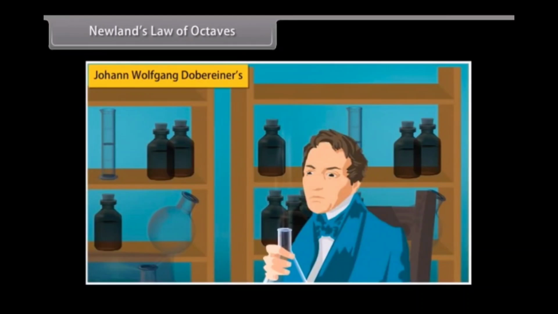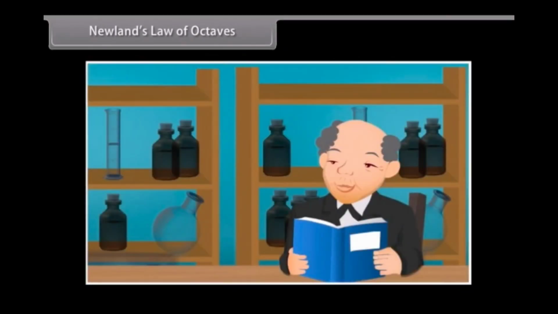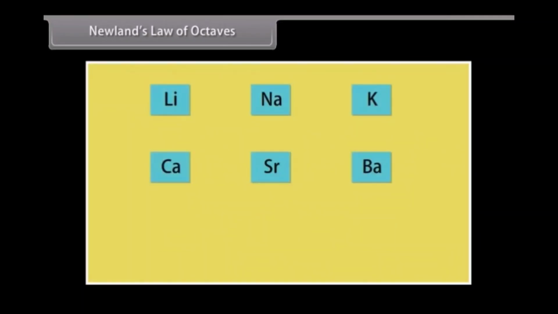Newland's Law of Octaves. Dobereiner's research simultaneously encouraged other scientists to start classifying elements. The triads were not useful as they could classify only 3 elements at a time.